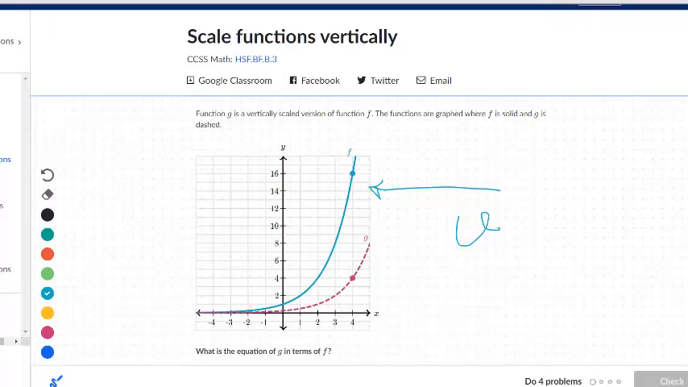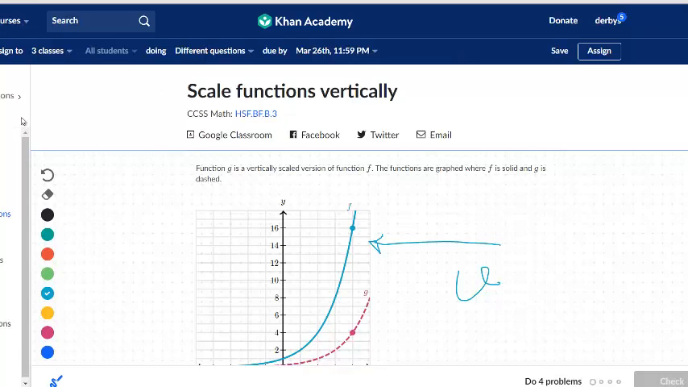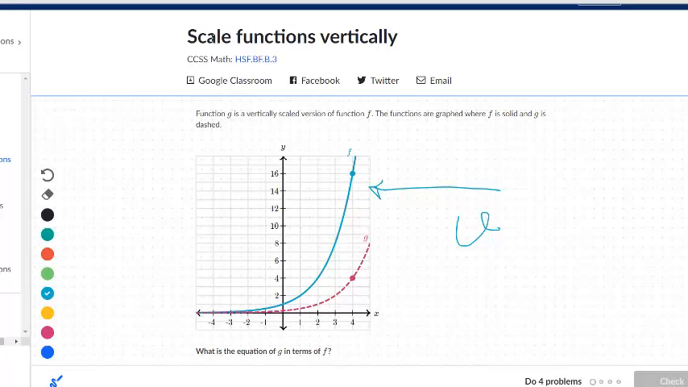So I'm going to flip over on my screen here. I am already logged into my Khan Academy account. Please do the same with yours and go to your assignments. You should see one that's called Scale Functions Vertically, like this. Let me just erase my test writing here. So there we go. I'm in the practice about scaling functions vertically.